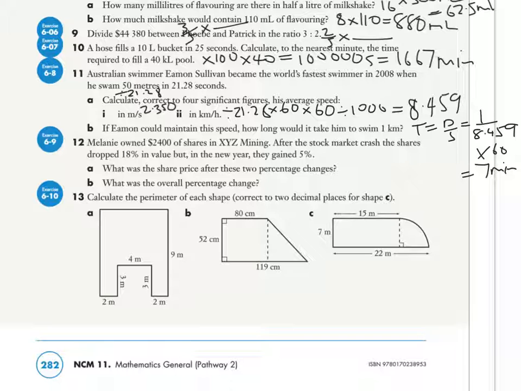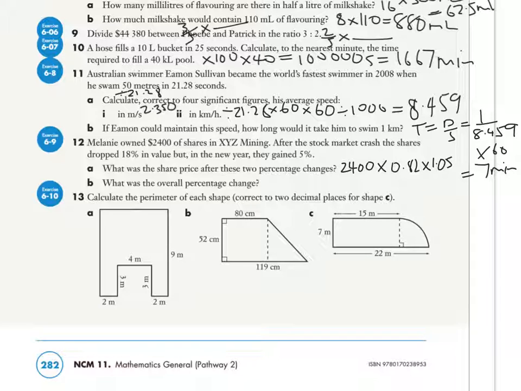Okay, Melanie owned 2,500 shares. After the stock market crash, she dropped 18%, but then gained 5%. What was the share price after the change? So we start off with 2,400. If it crashes 18%, we lose 18%, therefore we're left with 82%. And then if it increases by 5, we now have 105%. Now that gets 2,066.40.